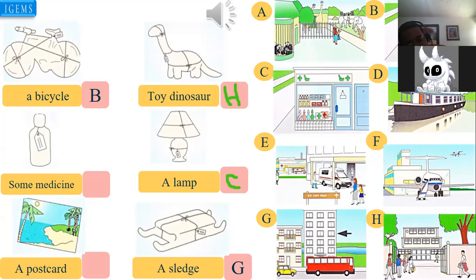And what about the bicycle? The bicycle. It goes to the medicine shop. Okay, and what about, let me see. Some medicines. Where can I get that? From the hospital. Okay, and let me see. What about a postcard? Where can I get that? The postcard at the airport. Okay.